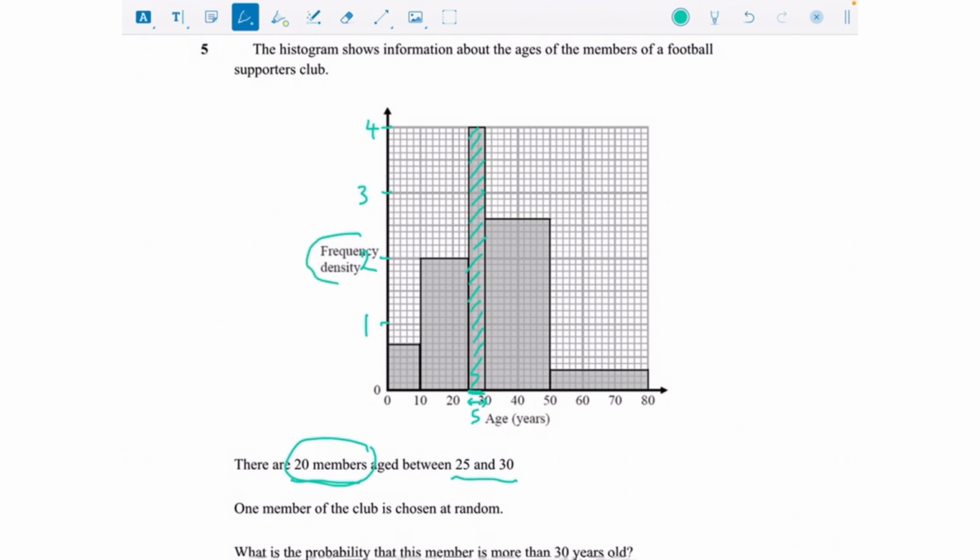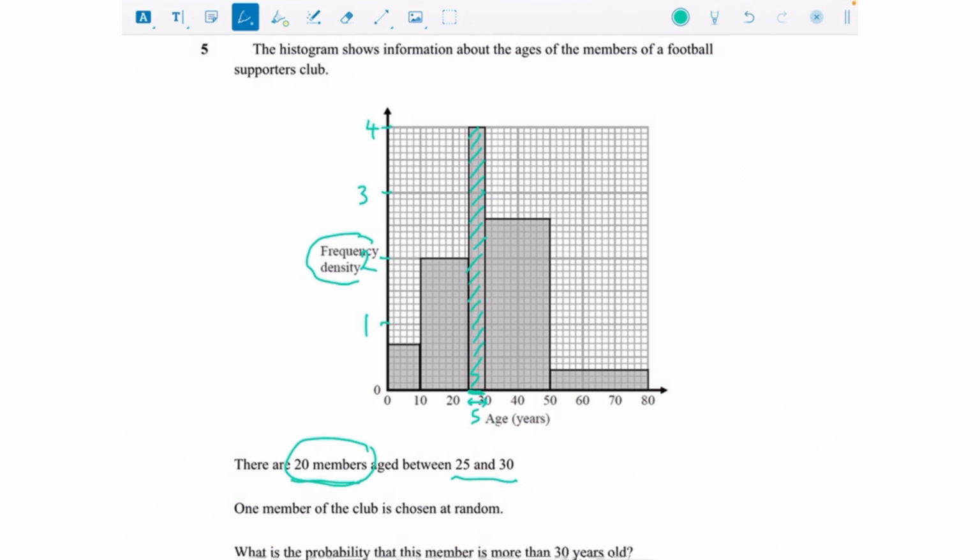So frequency density is the frequency divided by how wide the class interval, the category, is. So we did 20, the area of the bar, divided by 5, and that told us that it needed to be 4 high. So 4 was the frequency density.